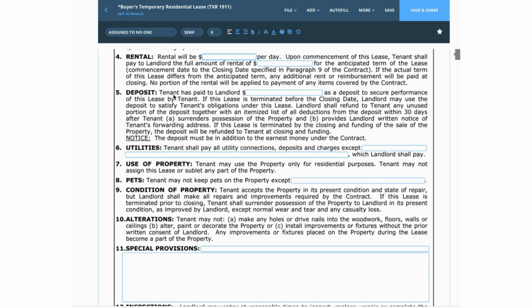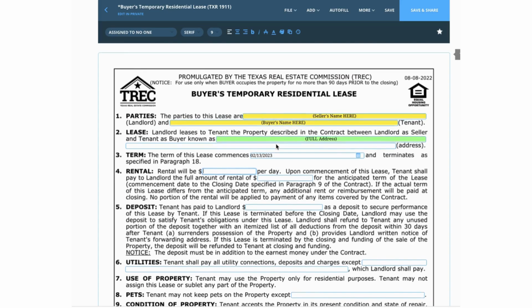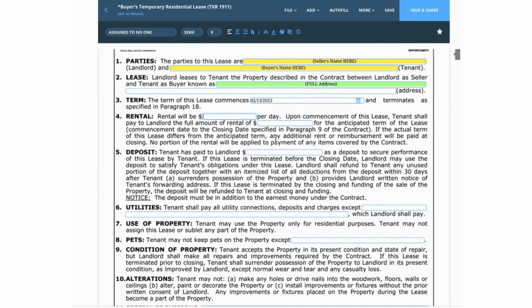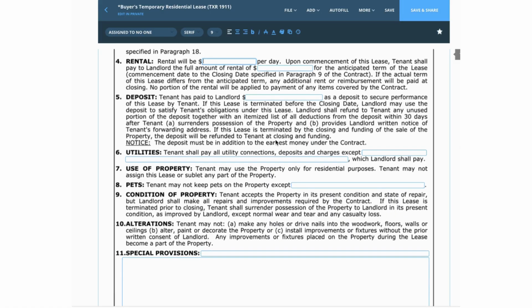Now let's talk about deposit. Tenant has paid to landlord. This is where you can put a security deposit in, okay? This is again up to the seller and the landlord to come to an agreement on that amount. But you do understand that if this lease is terminated before the closing date, landlord may use the deposit to satisfy tenant's obligations under the lease terms.